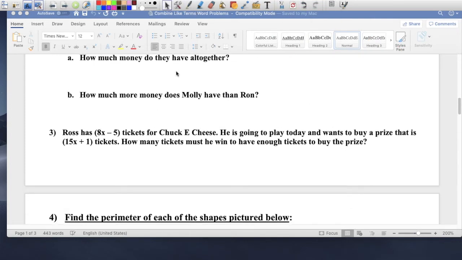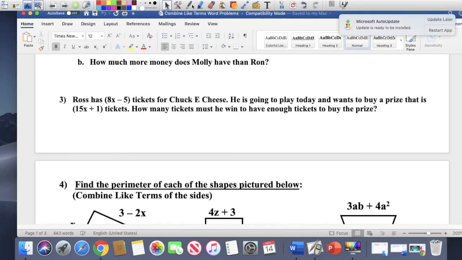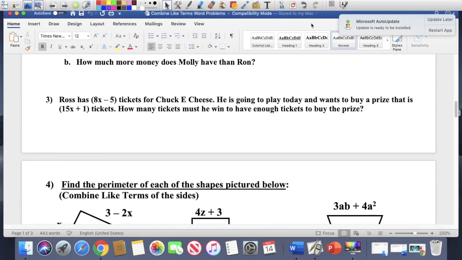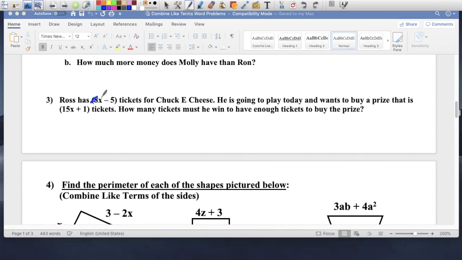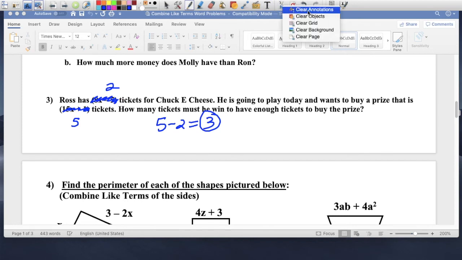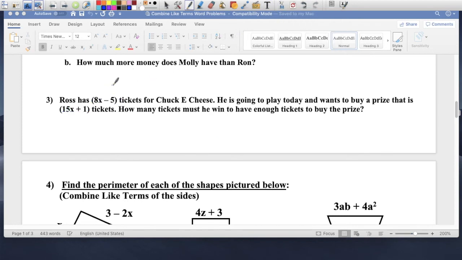So likewise, number 3. I'm going to change this for a second, and I'm going to say Ronnie has 2 tickets. He's going to play today. He wants to buy a prize that is going to cost him, I don't know, 5 tickets. He needs 5 tickets to win. How many more tickets does he need to win? Well, he only has 2. He needs 5, so 5 minus 2 means he needs 3 more tickets. Simple, right? No different. So he has this many tickets, and this is how much he needs.